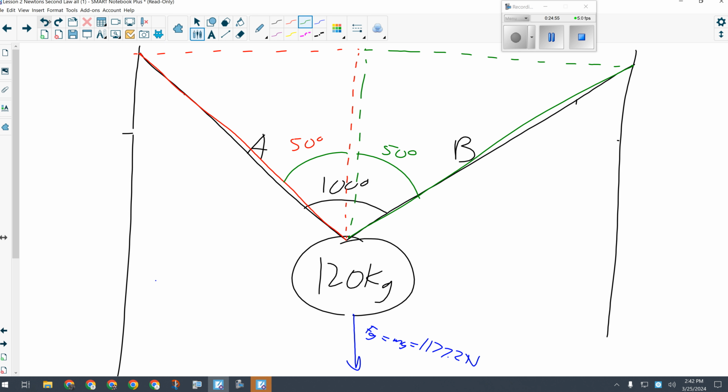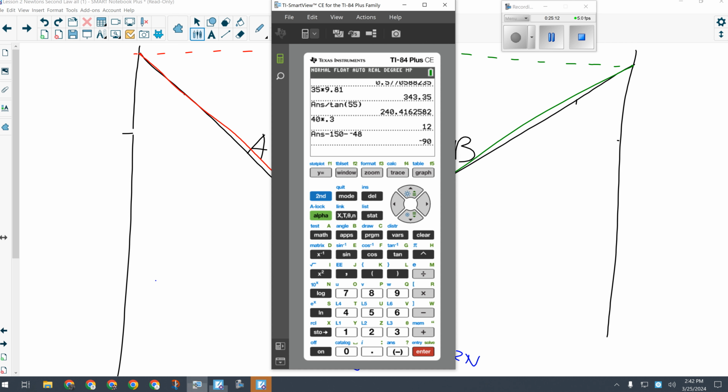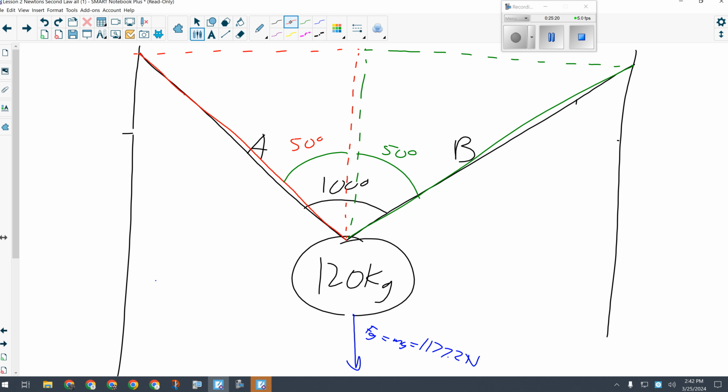Okay, everyone kind of with me there? If each one of these is pulling over and up, and the object's not moving, each one of their vertical components holds half the weight of that object. All right, so I've got to take my 1177.2 and divide it by 2, and now I know that each side, and I'm dealing with this side here, is 588.6 newtons.